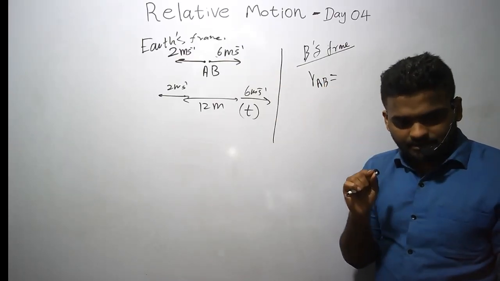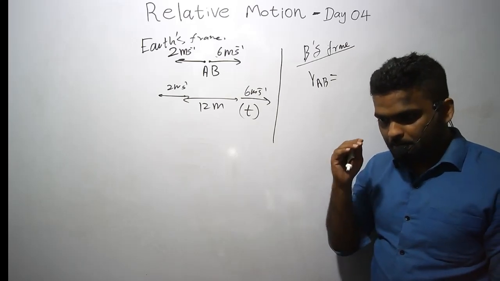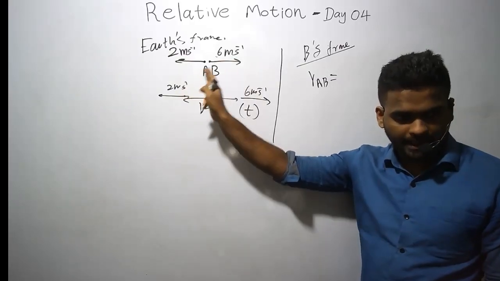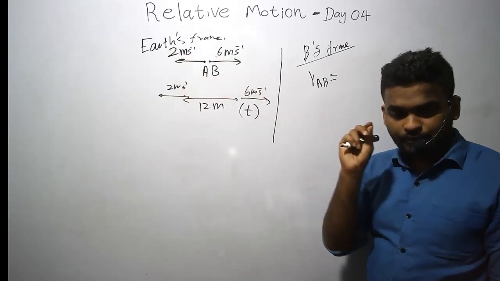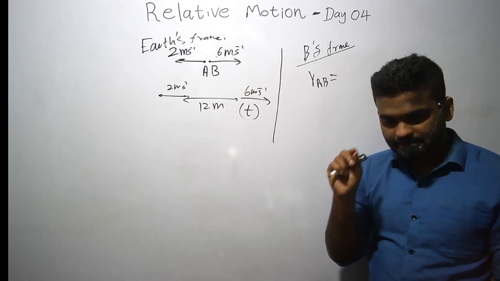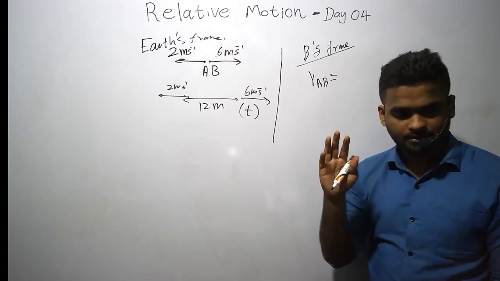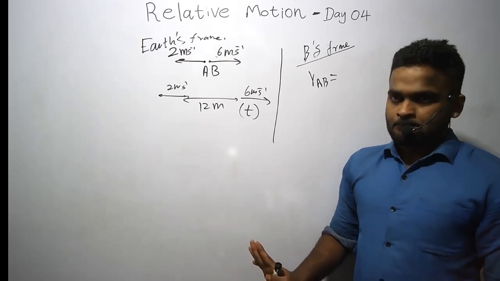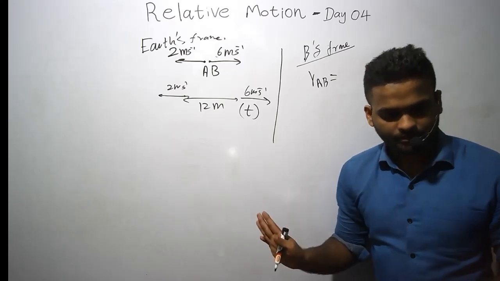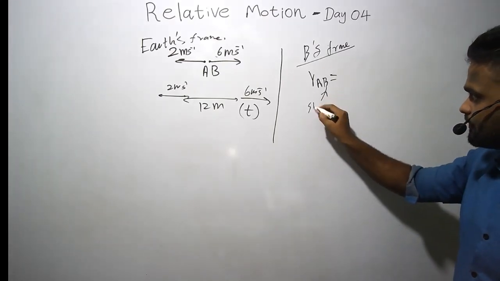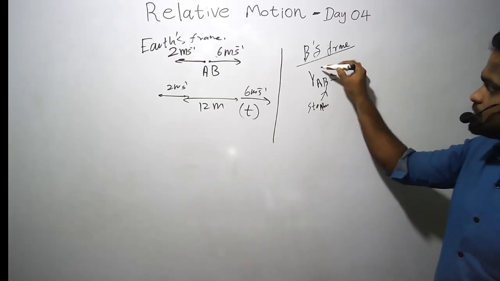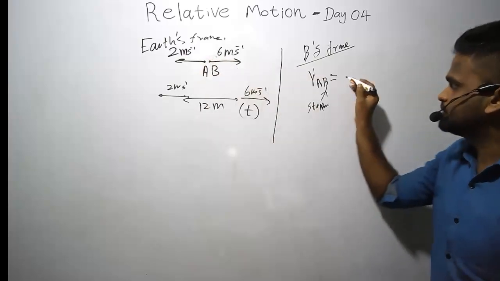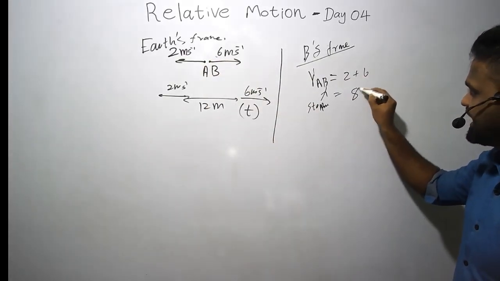Relative to B means you can think like B has stopped. Obviously both A and B are moving, right? Both A and B are moving. But if you are on B's frame, you can consider that B is stopped. Just directly think that B is stopped, right? So what do you get for the relative velocity? V_AB. You just have to add these two. 2 plus 6. You get 8.